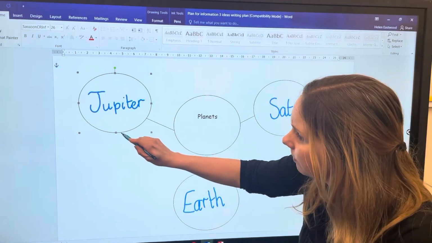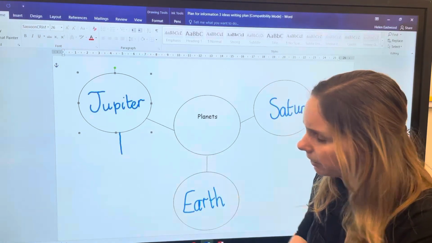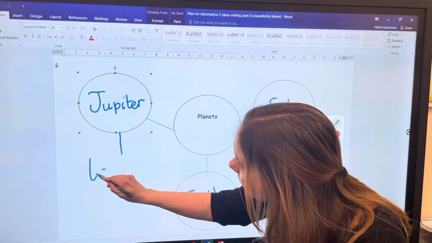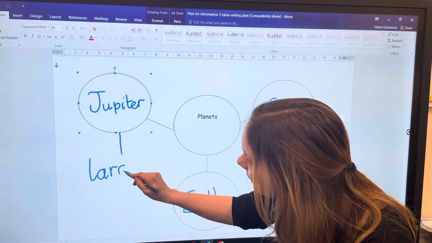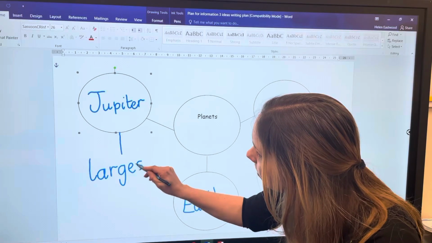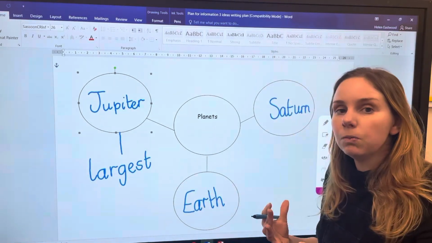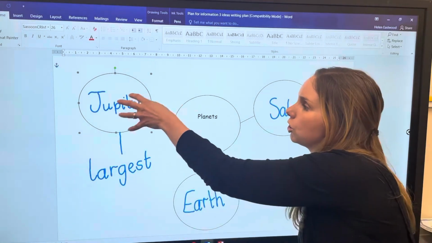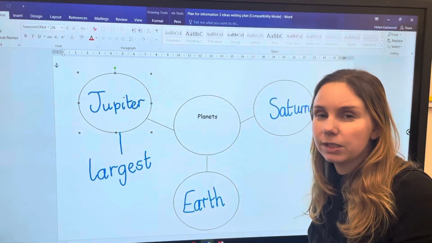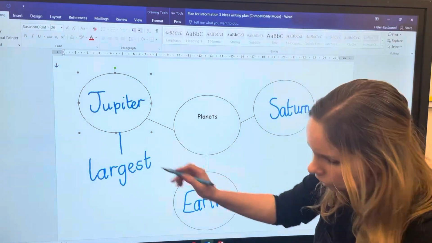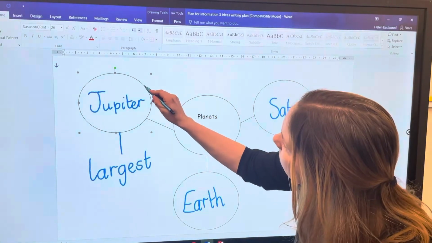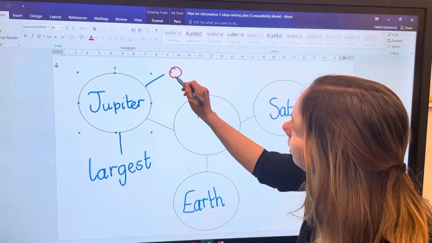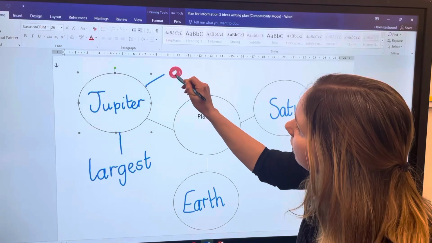So Jupiter, I've been reading up on Jupiter, and I know that it is the largest planet. So with a plan, we only write the key words. We don't put sentences. Year ones, what you might do is draw your pictures. You could just draw pictures instead of writing the words, if that helps you. So largest, I'm going to put, in fact, if I was a year one, I could just draw the picture for this one, which will help me.